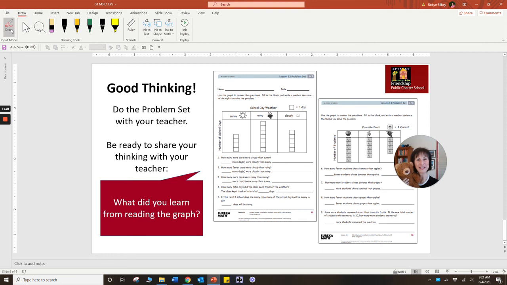Good thinking today, girls and boys. As you work through the problem set with your teacher, I want you to think about some things you learned while reading the graph. Have a magnificent day.